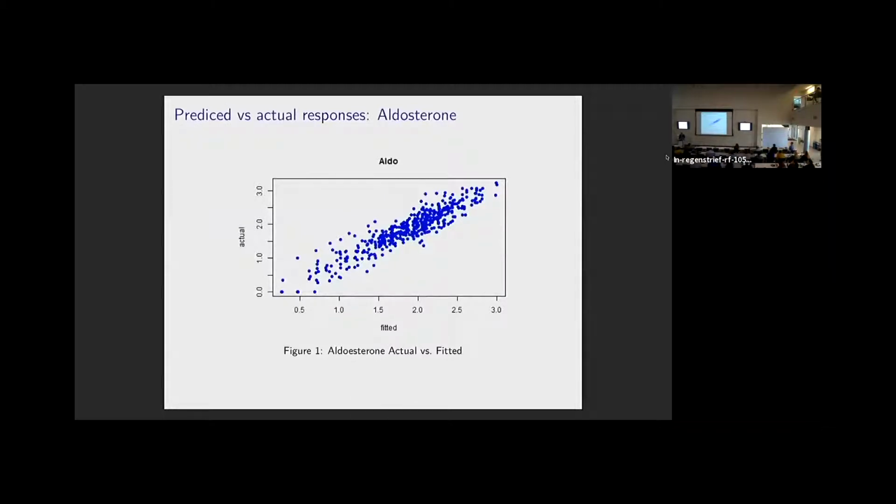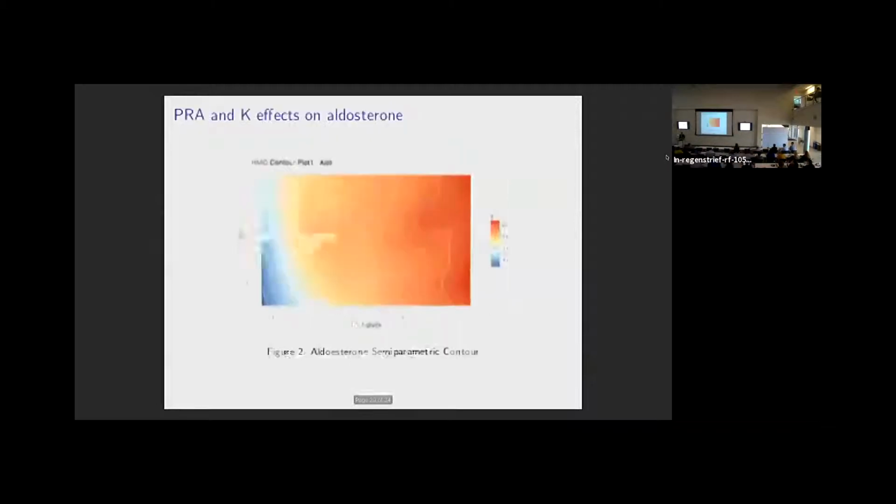So let me first show you the results. This is what our model produced as the predicted value versus what we actually observed. This is the aldosterone level. This of course is way better than I expected. It really worked well for prediction. But not always. Some of the outcomes you will see not working as well.